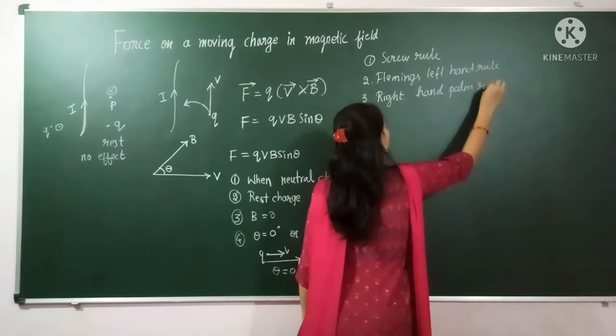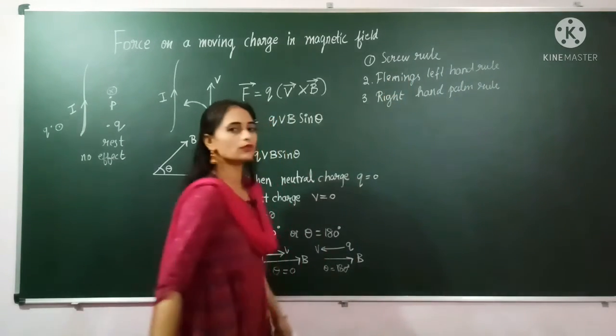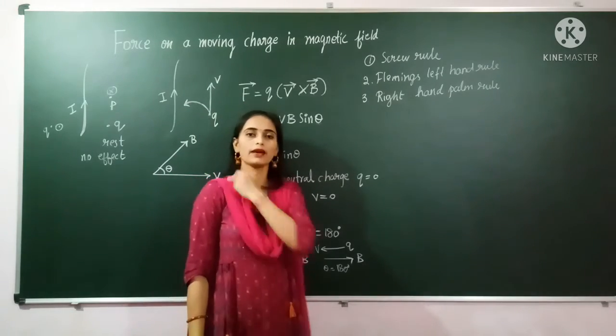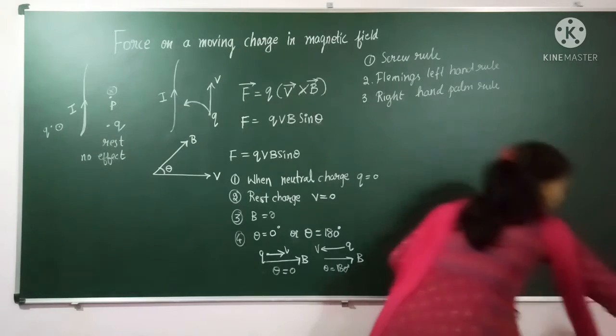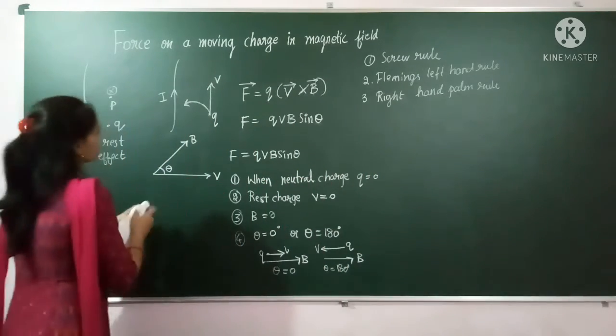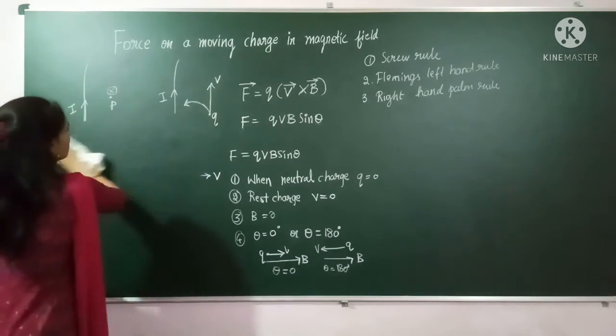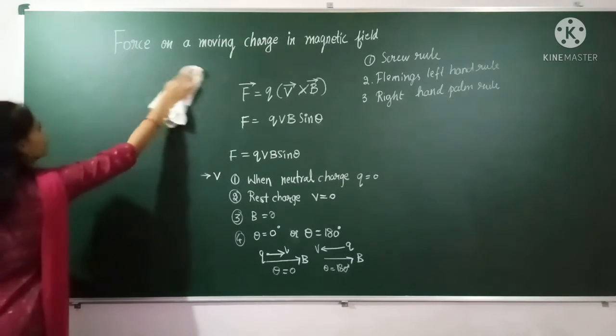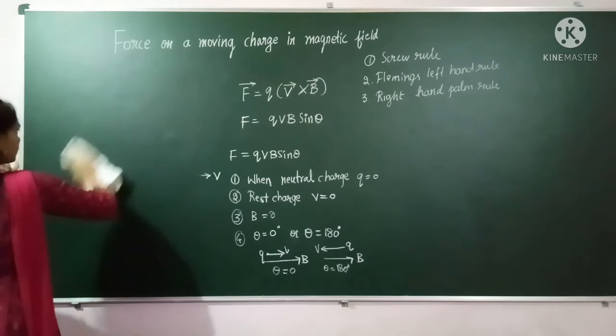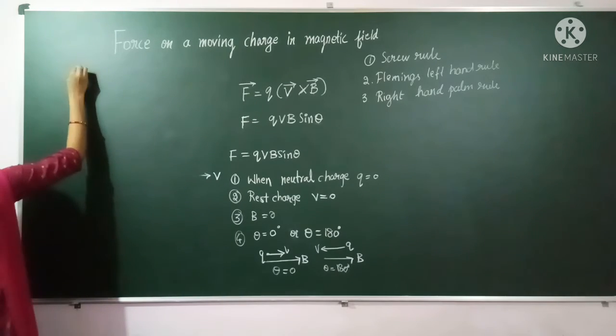Right hand palm rule. So using these 3 rules we can determine the direction of the magnetic force. So let's start. I will give you examples. First we will take the screw rule.